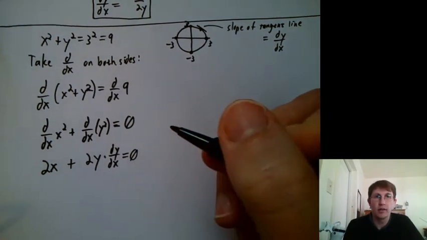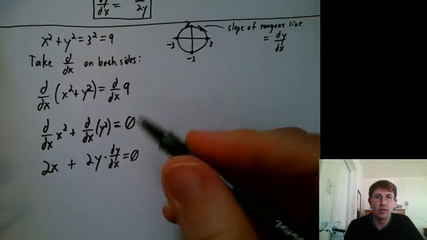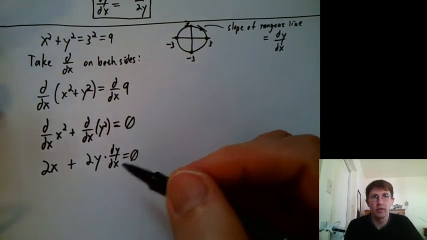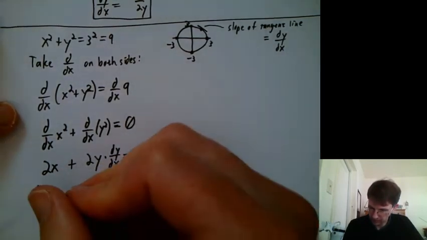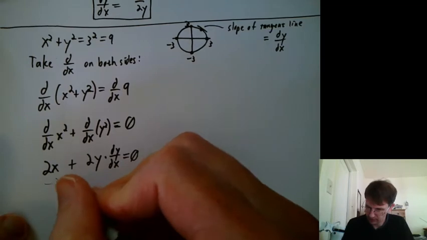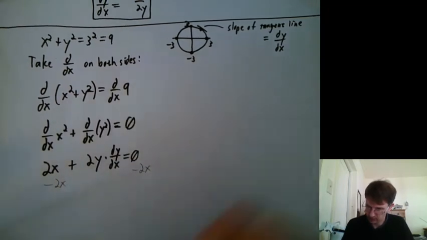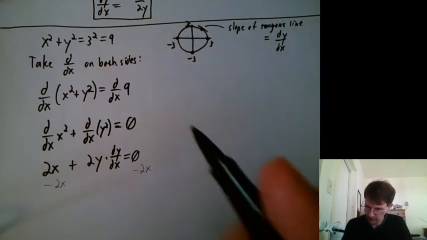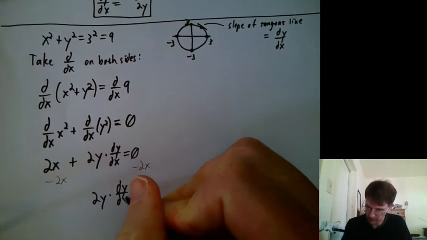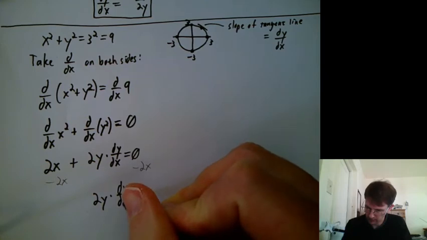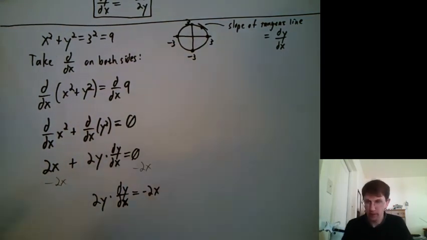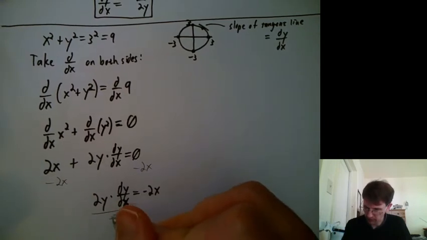So now all the calculus is done. I've taken derivatives. I know it seems like I don't have an answer here, but that's just kind of the name of what I'm looking for. And then we'll use algebra. What would you do here? Subtract 2x from both sides. And then you'd have 2y dy/dx equals negative 2x. Then divide both sides by 2y like we did before.